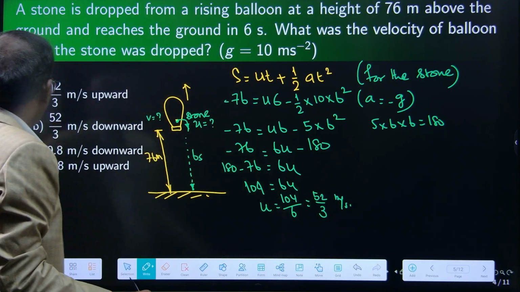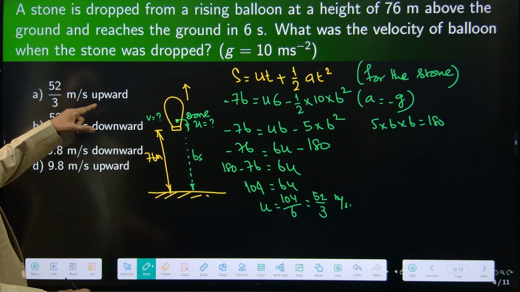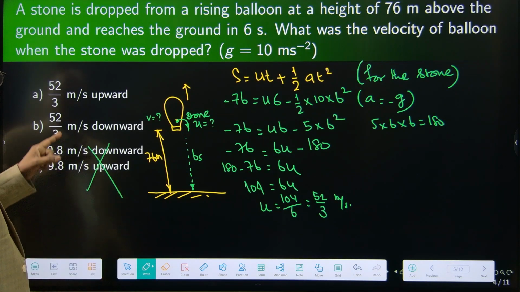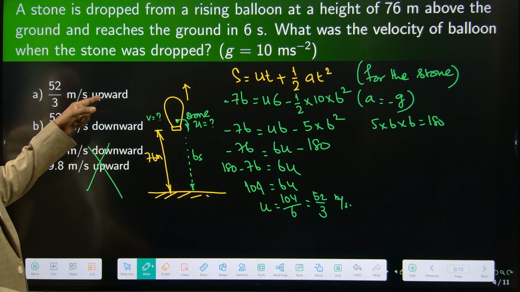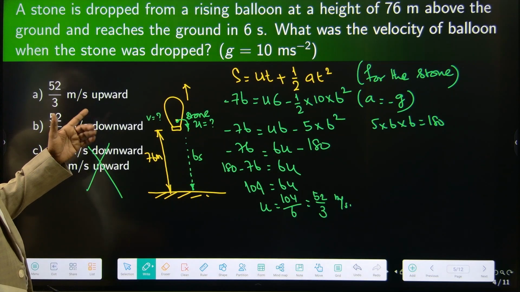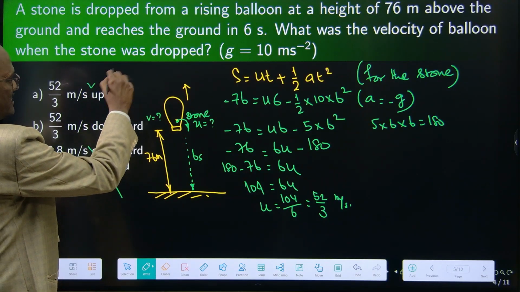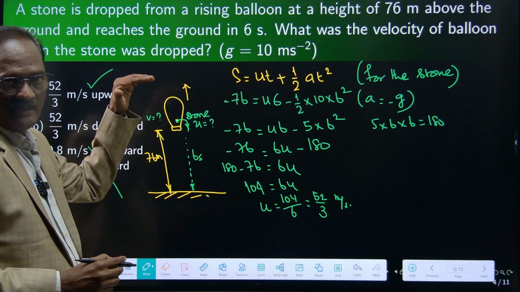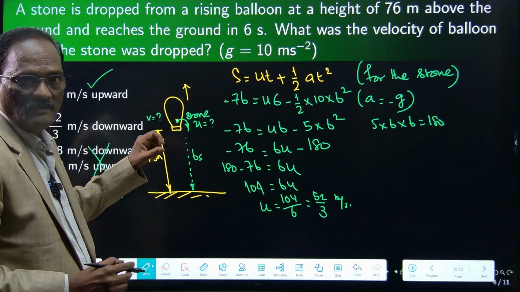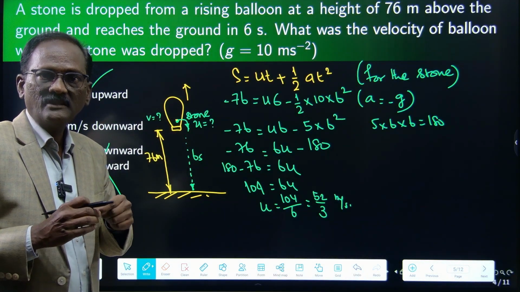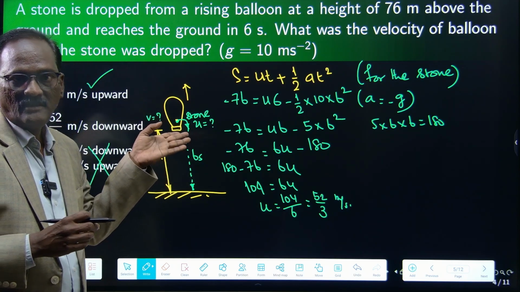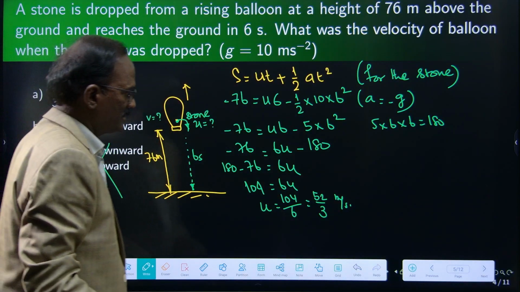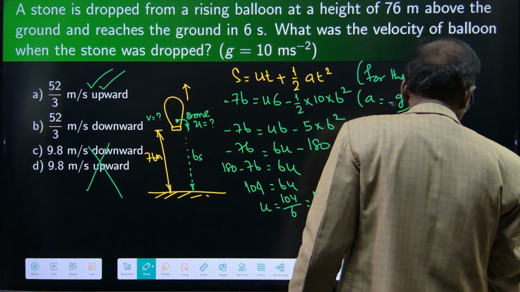per second. The options are 52/3 meter per second upward, and 52/3 meter per second downward. These two are wrong. So it is either 52/3 meter per second upward or 52/3 meter per second downward. Which one is right? Upward is right, because this is plus U. The balloon is moving up. The stone may come down, but the initial velocity of the stone is nothing but the velocity of the balloon. The velocity of the balloon is in the positive direction. So it is upward. The answer is 52/3 upwards.